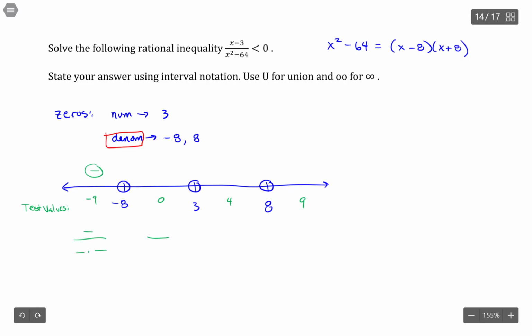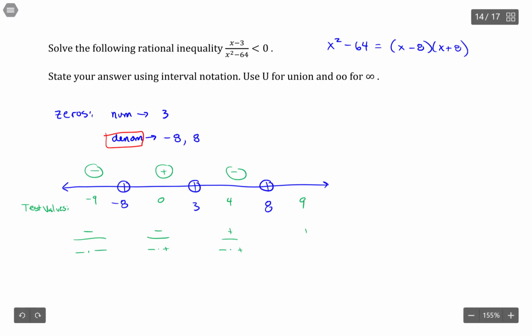All right, and this next one, if I put in 0, 0 minus 3 is negative. 0 minus 8 is negative. 0 plus 8 is positive. So I have 2 negatives multiplied or divided. The result is going to be positive. 4, if I plug that in, 4 minus 3 is a positive value. 4 minus 8 is negative, and 4 plus 8 is positive. So one negative, that result is going to be negative.